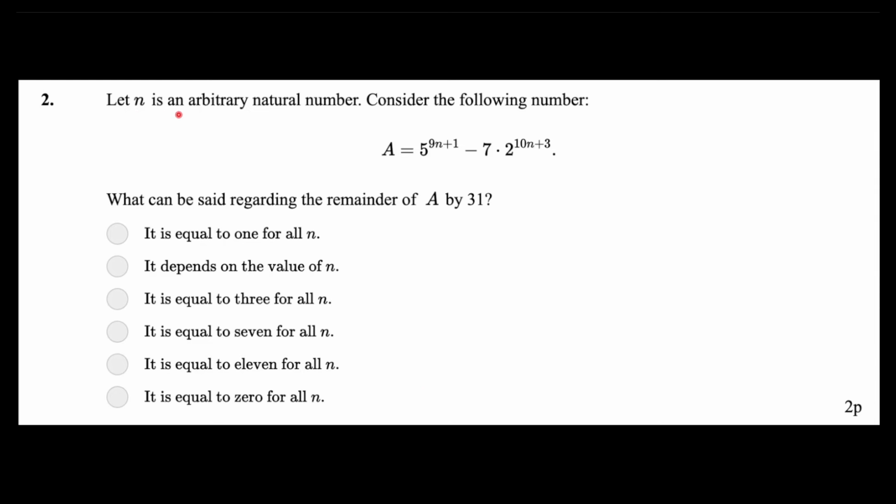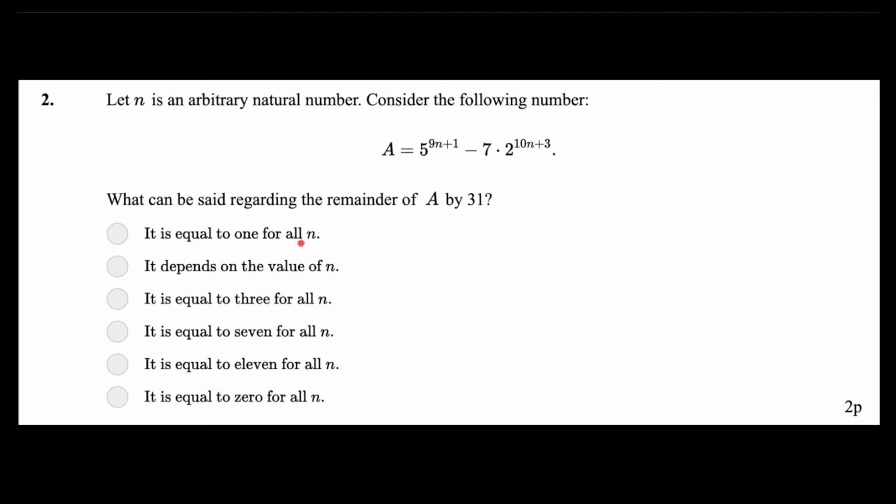So let n, so this is probably wrong. Let n be an arbitrary natural number. Consider the following number: A equals 5 to the power 9n plus 1, minus 7 times 2 to the power of 10n plus 3. What can be said regarding the remainder of A by 31?